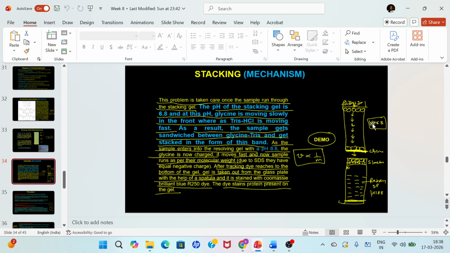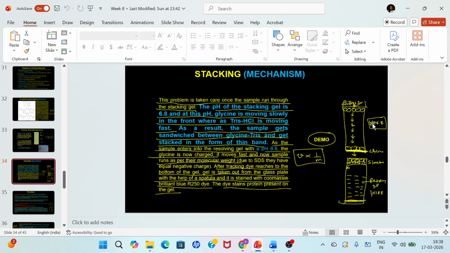The pH of the stacking gel is 6.8, and at this pH, glycine is moving slowly in the front, whereas the Tris-HCl is moving fast. As a result, the sample gets sandwiched between the glycine and the Tris and gets stacked in the form of a thin band. As I've told you, stacking will align them in a single line, and as the samples enter into the resolving gel with a pH of 8.8, the glycine is now charged. It moves fast, and now the sample runs as per molecular weight. Due to SDS, they have equal negative charge.